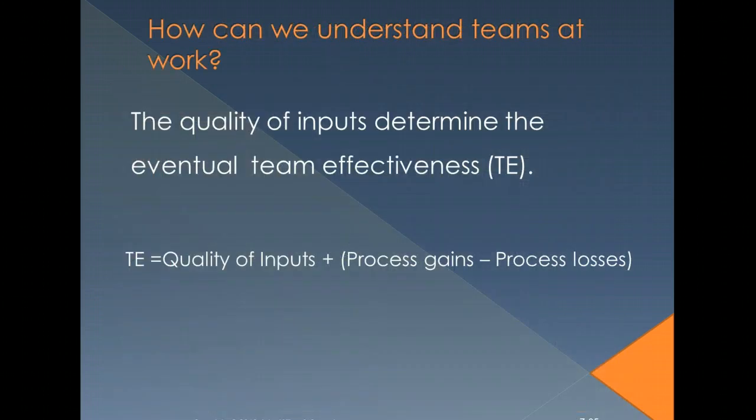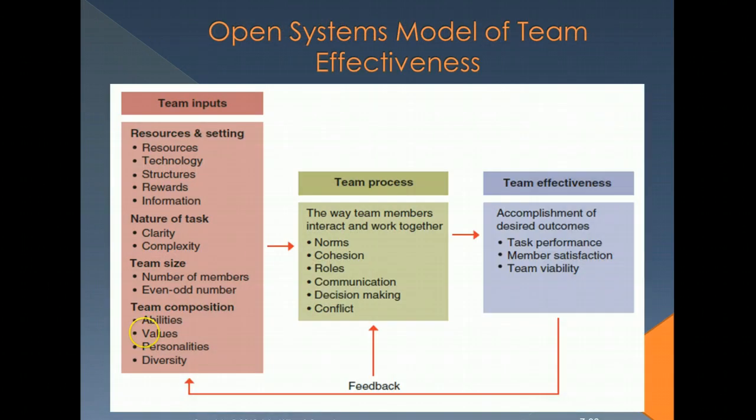Okay, so moving into what they call TE, which is team effectiveness. If you wanted to have a mathematical formula, the quality of inputs plus process gain minus process losses would give you how effective a team is. I'm not going to say exactly, this is just more of a concept formula. I wouldn't say you would normally put numbers in here, but let's see if we have a graphic of this.